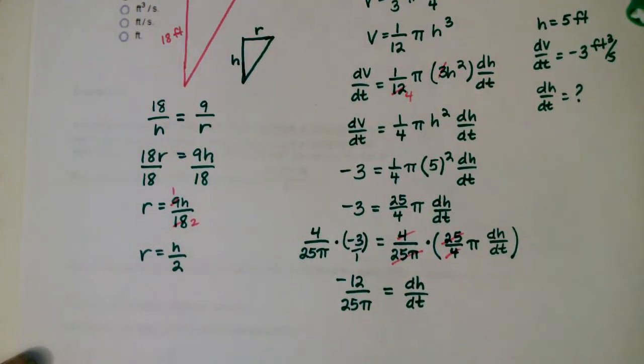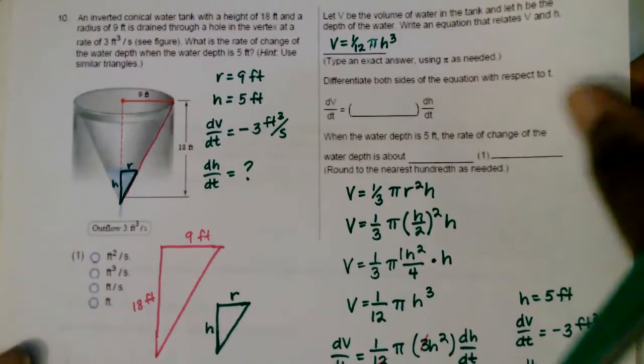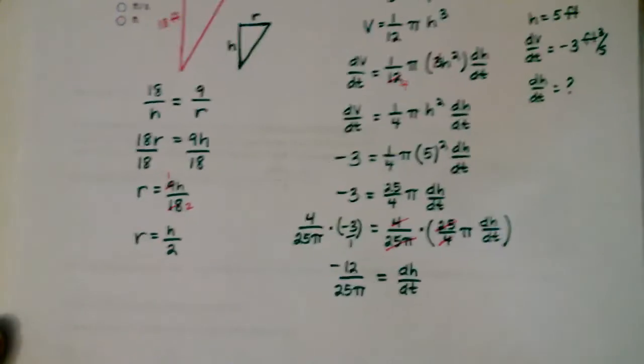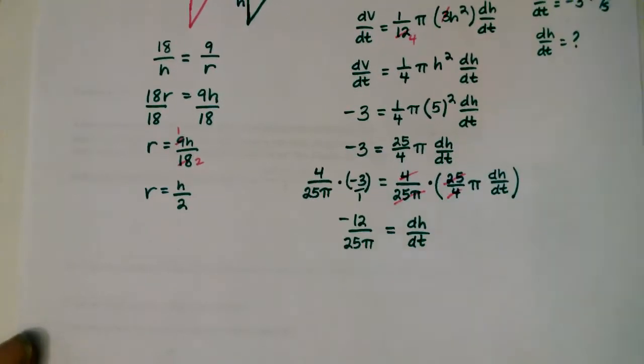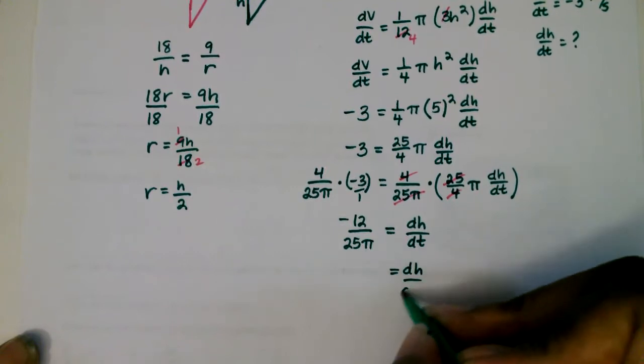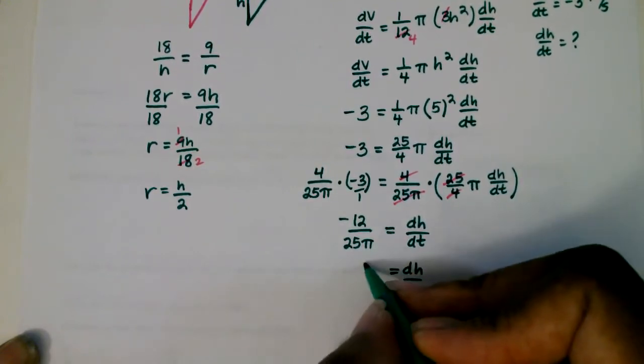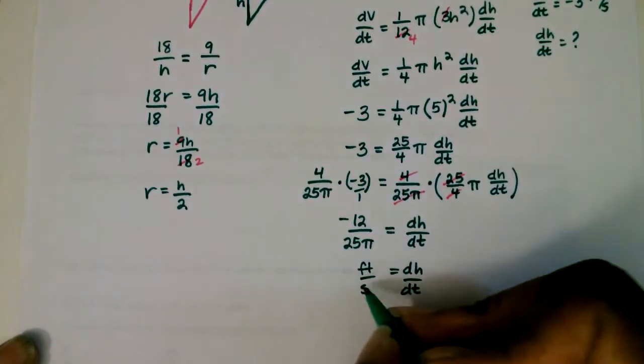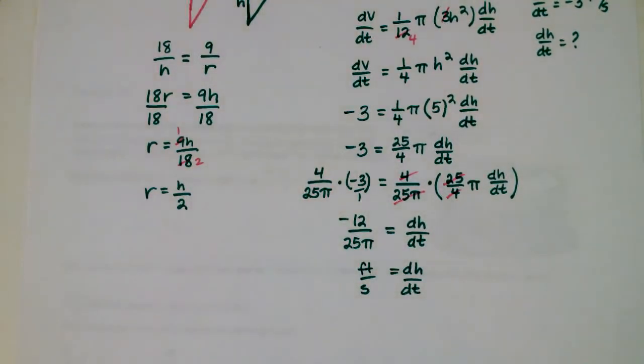Now, in this case here, they want this to the nearest hundredth. I'll bring this back down here to the nearest hundredth as needed. I'll just type this into the calculator and give you the decimal value to 2 decimal places. Now, the height is in feet. The time is in seconds. So it's got to be in feet per second, by the way.